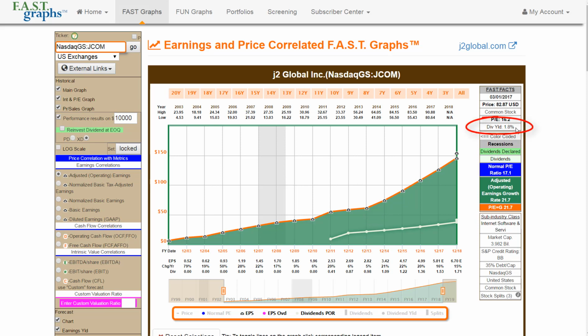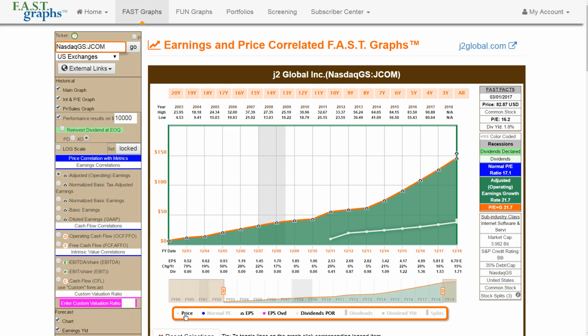It offers a current yield of 1.8%. It's trading at a blended PE ratio of 16.2 and has a market cap of almost $4 billion, at $3.9 billion. It's only BB rated by S&P, but also only has 35% debt to capital. So from this perspective, this looks like a very intriguing company.